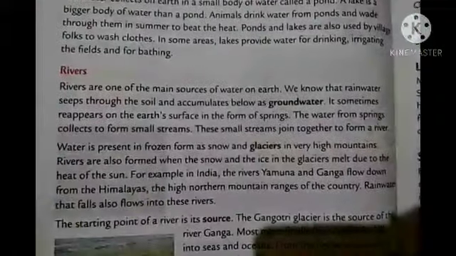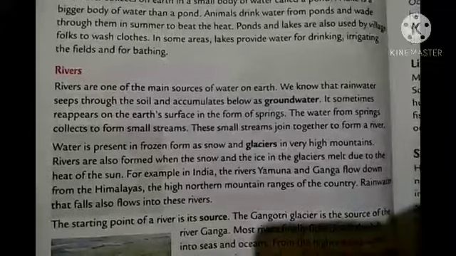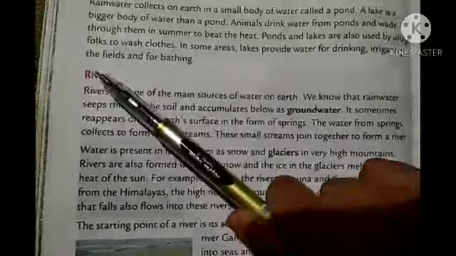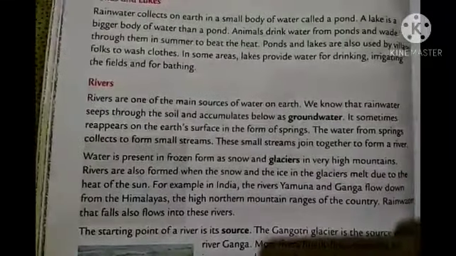Now you see rivers. Rivers are also one of the main sources of water. A river is large and contains fresh water, because oceans and seas are larger water bodies than rivers, but they contain salty water which we cannot use, right? Therefore, rivers are considered one of the main sources of water.